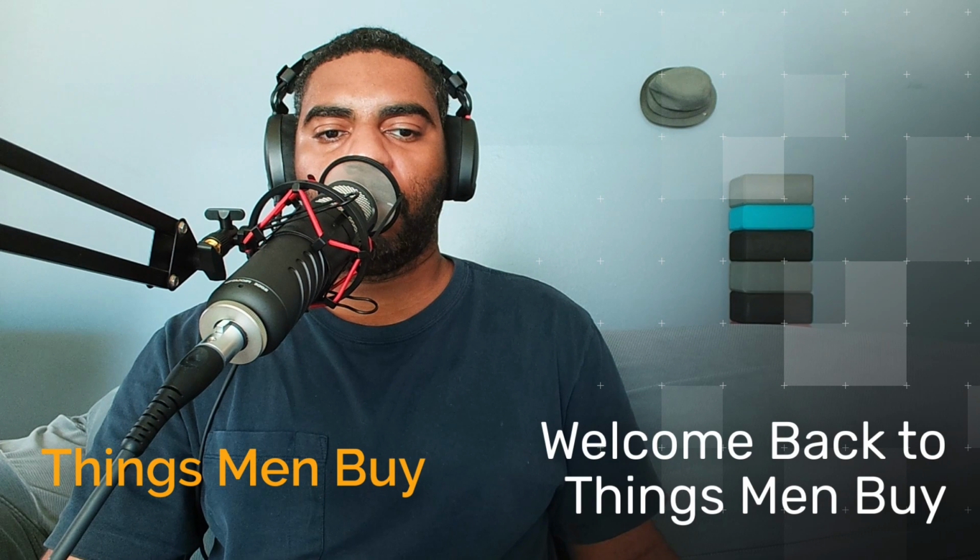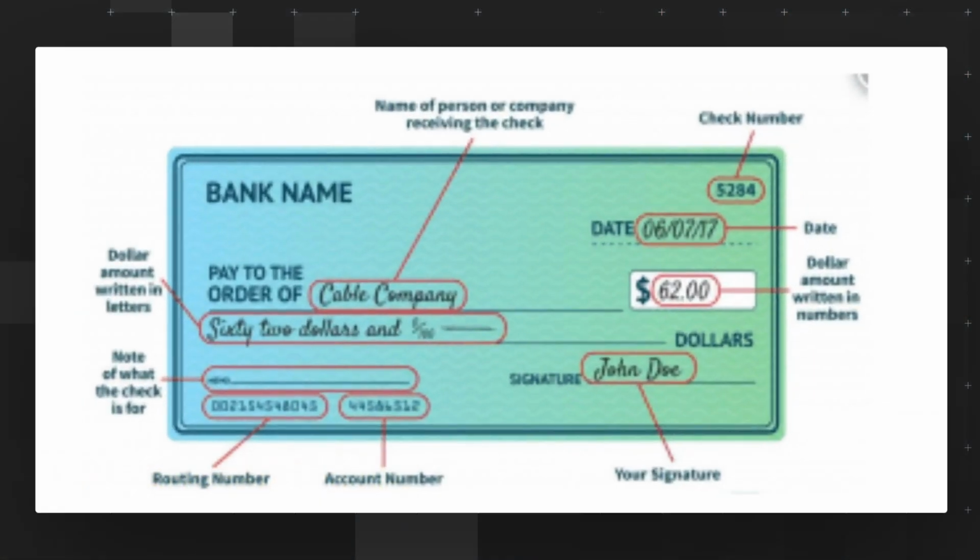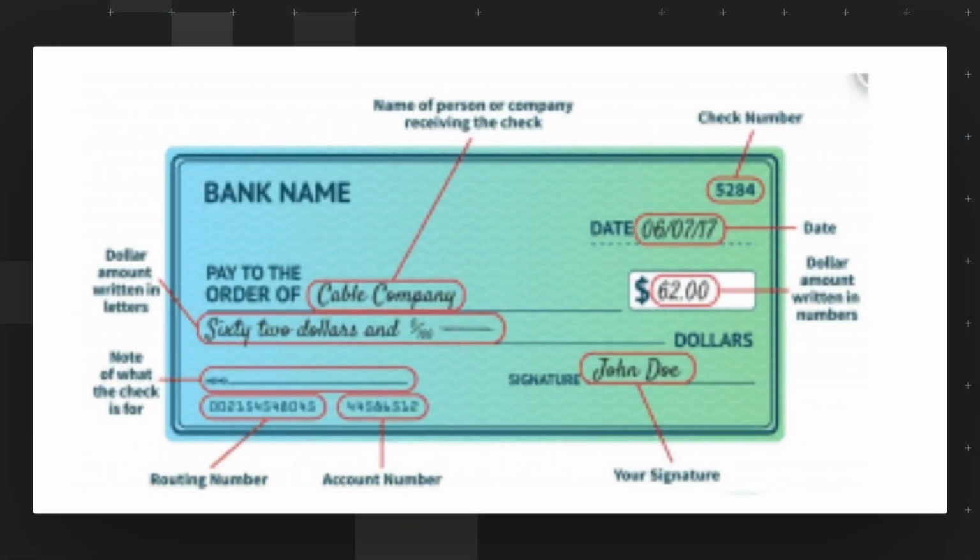Today with Things Men Buy, we are going to be looking over some very important aspects of your adult life. This one's going to be pretty clever. We're going to be looking over how to read a check. I want to make this full screen for you to see. You can see right here, there's a list of things that we're going to be discussing and looking over. So I'm looking forward to talking about some of those with you. Let's go ahead and get out of the full screen.